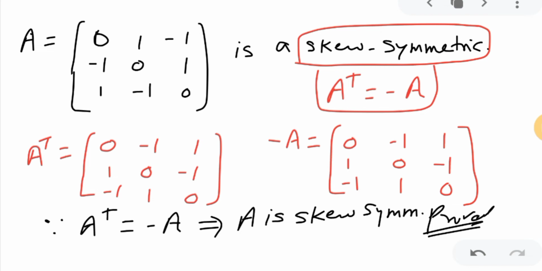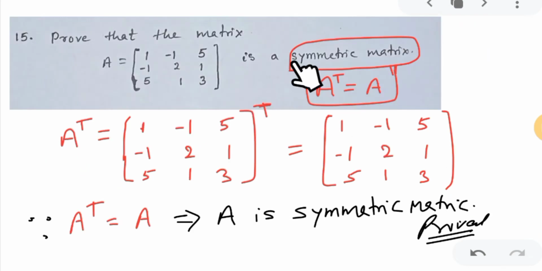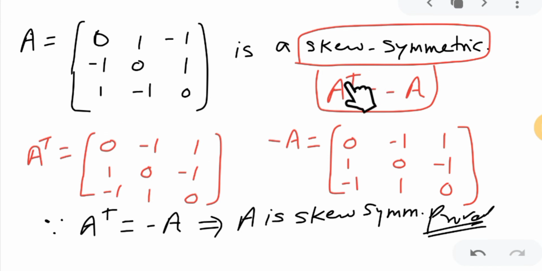Correct. So both types of question we discussed. If they ask symmetric, whatever the matrix is given, you just have to check. In symmetric, A transpose will be A, and in skew symmetric, A transpose will be minus A. And these are some short questions which you will get. One question you will get definitely, either in 2 marks or 3 marks. Okay, but you will get definitely.